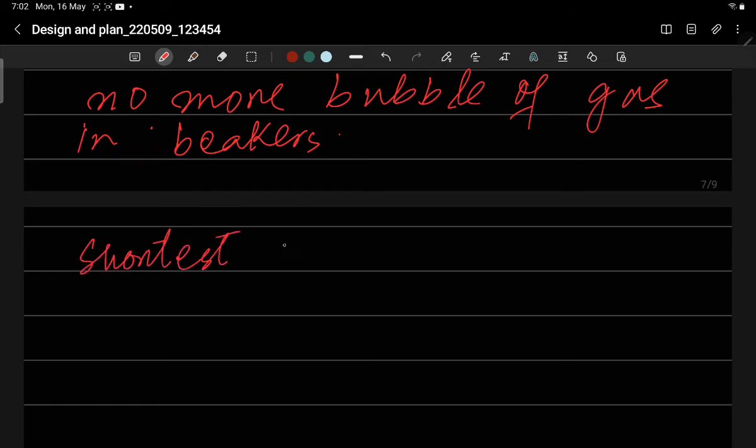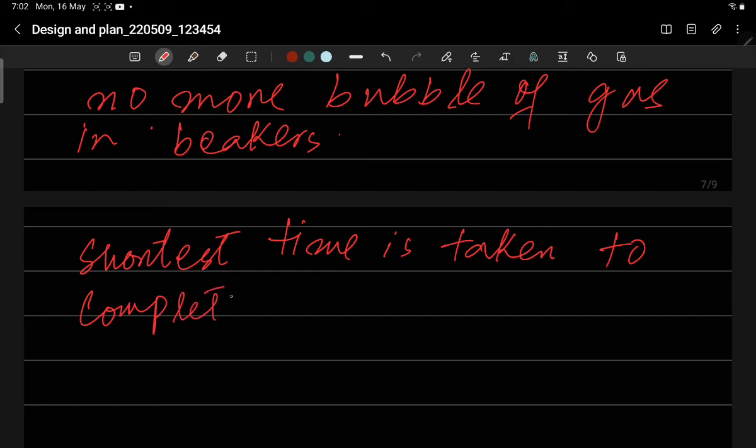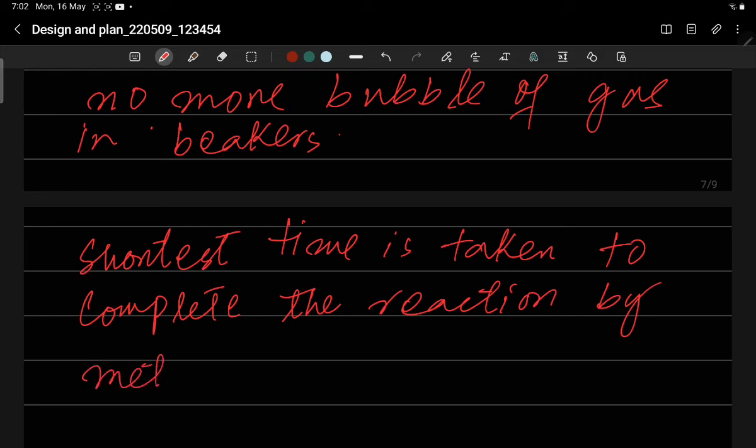The shortest time taken to complete the reaction by a metal means it is the most reactive metal.